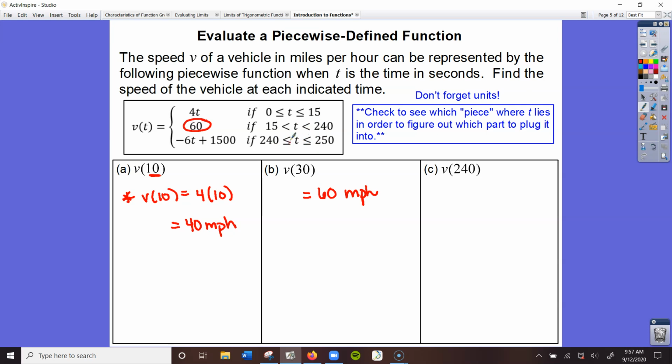However, in this bottom piece, where t is between 240 and 250, t also equals 240. So this is where I would plug in the 240. So we would do negative 6 times 240 plus 1500. Negative 6 times 240 is negative 1440. And then I add it to the 1500, and that gives me 60 miles per hour.